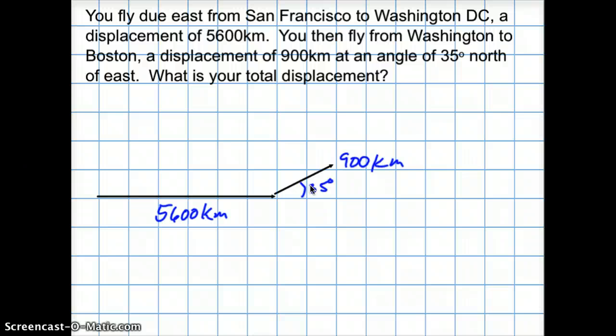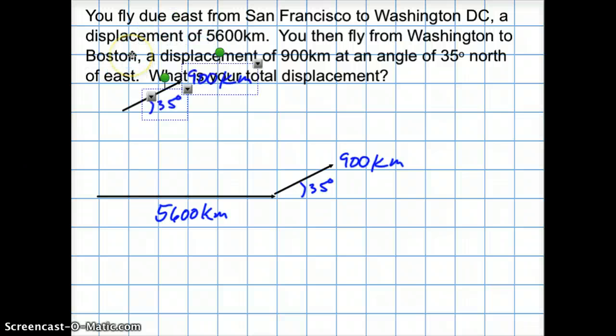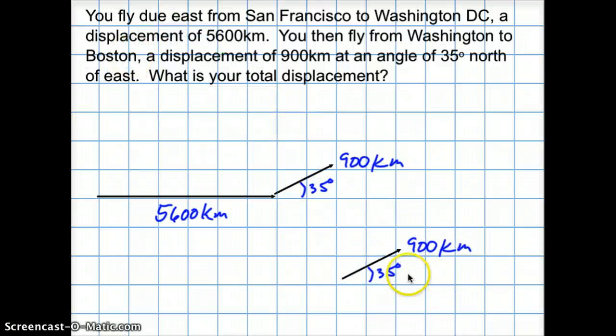Now remember, we can move vectors. So here's what I'm going to do. I'm going to take this and copy it and move it all down here. So all I've done is I've taken this here and I've moved it down here. What do I do with the diagonal? I find the x and the y. So I'm going to find my x and I'm going to find my y.